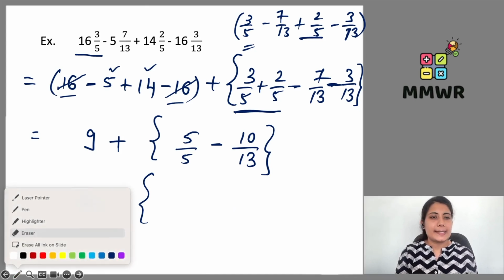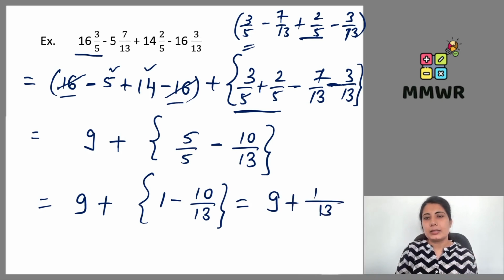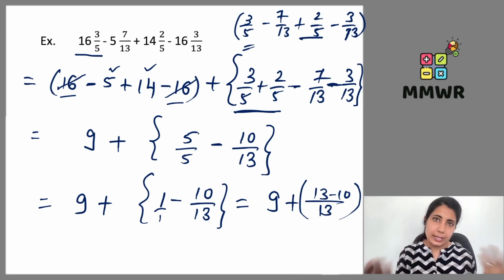I can write it as 5 upon 5, that means 1, minus 10 upon 13. Otherwise, that would be a lot of time taking. Now, 1 minus 13, that means 9 plus. This can be written as 13, 13 minus 10. That's it. Because here we can take the LCM of 1 and 13. Why take the LCM of 13 and 5? It will be time taking.